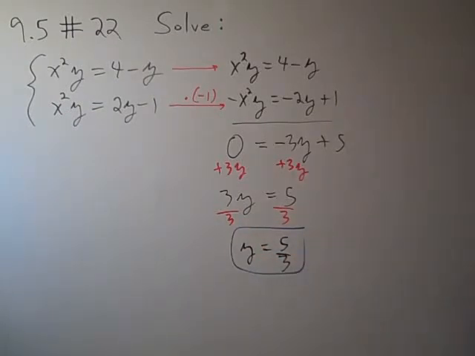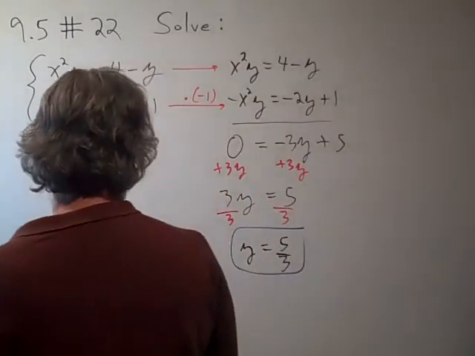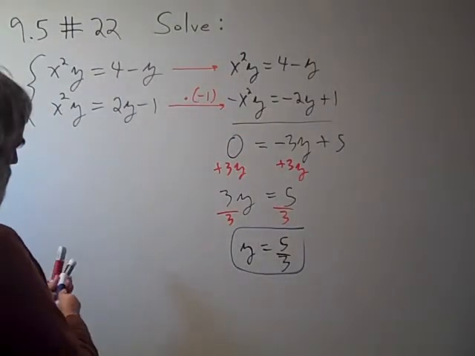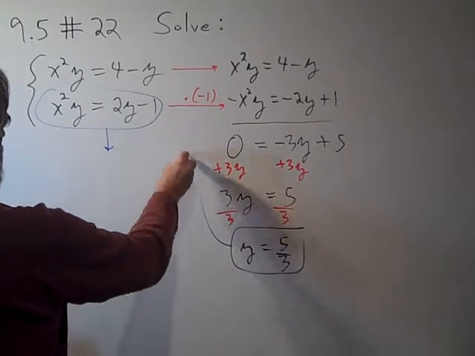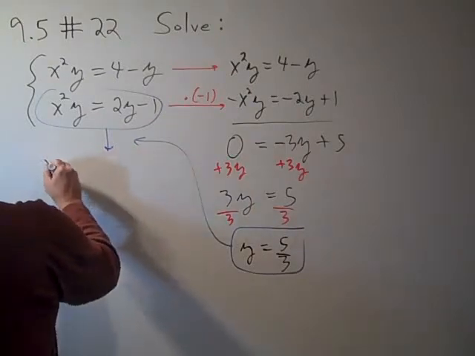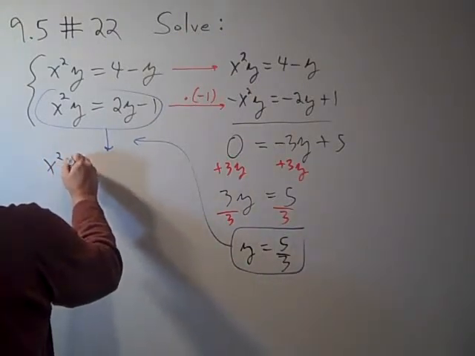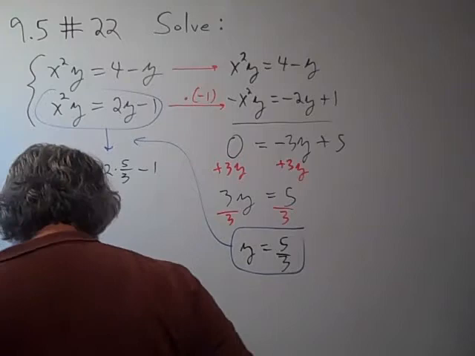and now we can go back and try to solve for x using any of the previous equations. Either one is equally good, so let's use the second one. Substituting that value of y into the second equation, we get that x squared times y, which is 5/3, is equal to 2 times 5/3 minus 1.